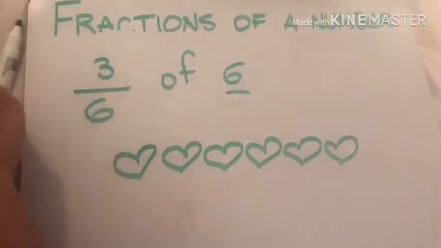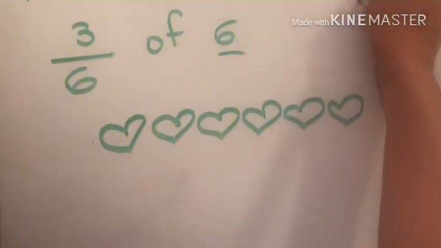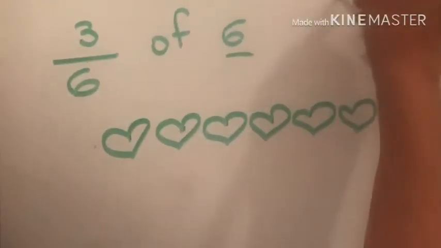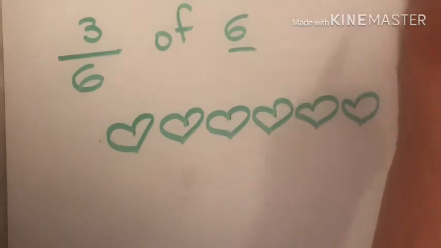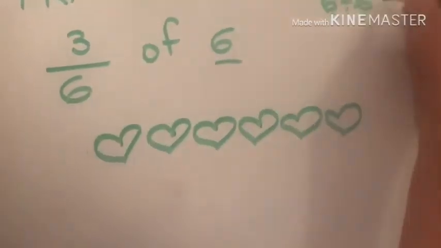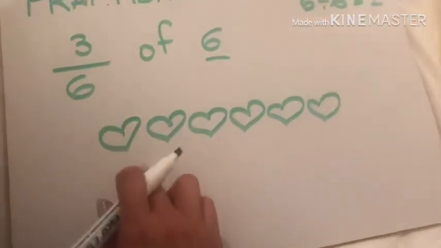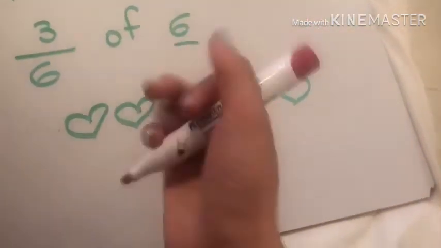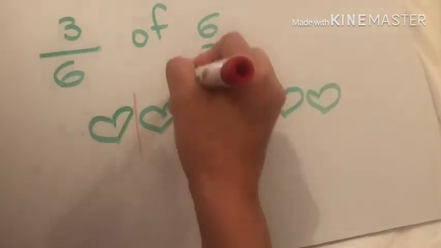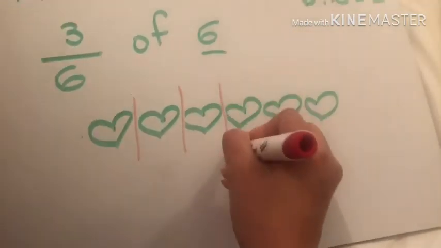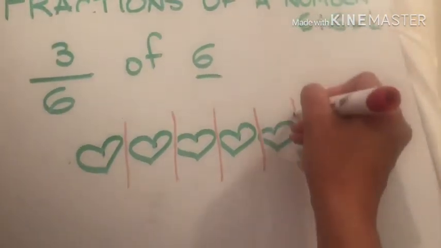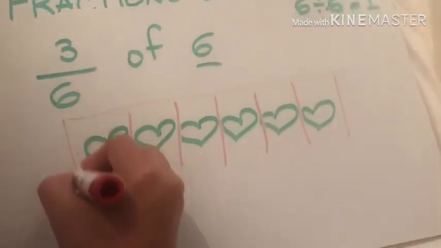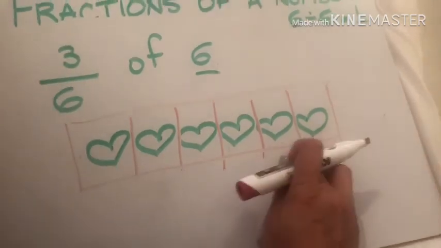So I do on the side, of course this is pretty easy, 6 divided by 6, because 6 divided by 6 equals 1. So in each group you will have only 1 heart. Correct? So let's try 1, 2, 3, 4, 5, and 6. And I'm going to close my box. I like to do it with my little box.